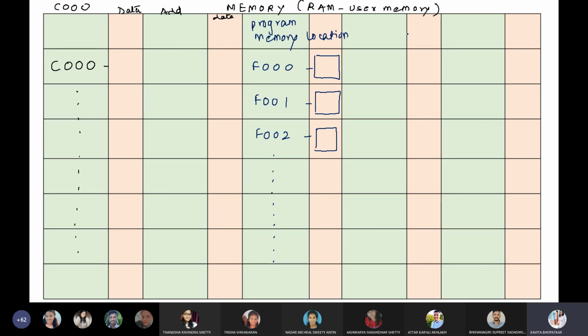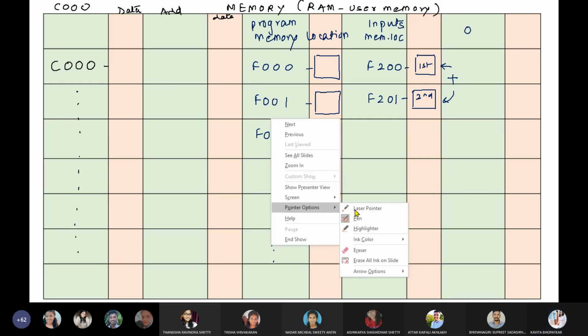Similarly, I have to select an input memory location where I will upload the inputs. Let's say I am choosing a location as F200H. I'm going to add two numbers. So one number I keep in location F200. Second number I keep in location F201. So this is the first number, this is the second number, whichever they are, and then I need to add both of them. And then save the result, I have to designate some output location.